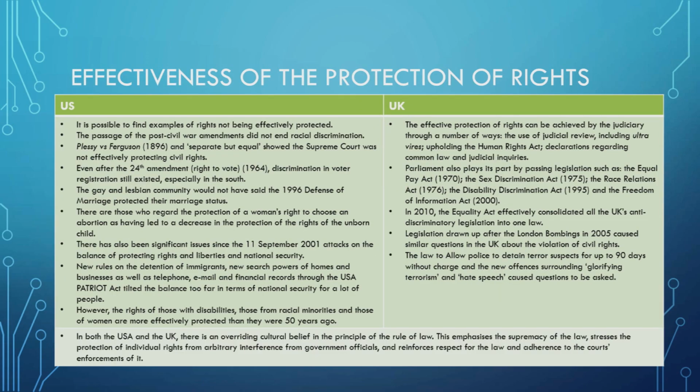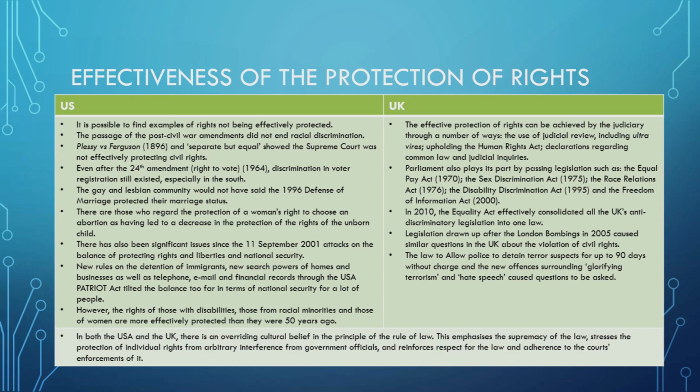Right, there's a lot of information in this slide, but it's relatively simple. So we're going to talk about the effectiveness of the protection of rights on this slide. In the US, it's possible to find examples where rights have not been particularly effectively protected. The passage of post-Civil War amendments did not end racial discrimination.